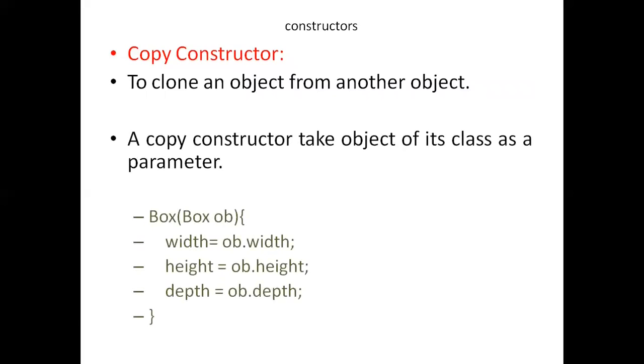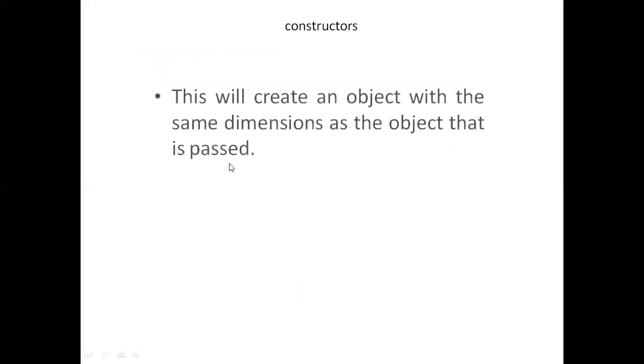The copy constructor takes an object of its class as a parameter. So for a copy constructor, we are passing a parameter, but this parameter is nothing but an object. You can see that Box OB. I am passing object OB of type Box to this box constructor. And I am initializing the dimensions in this fashion: width is equal to OB dot width, height is equal to OB dot height, depth is equal to OB dot depth. Then this will create a box whose dimensions are similar to OB. This is known as copy constructor. It will create an object with the same dimensions as the object that is passed.